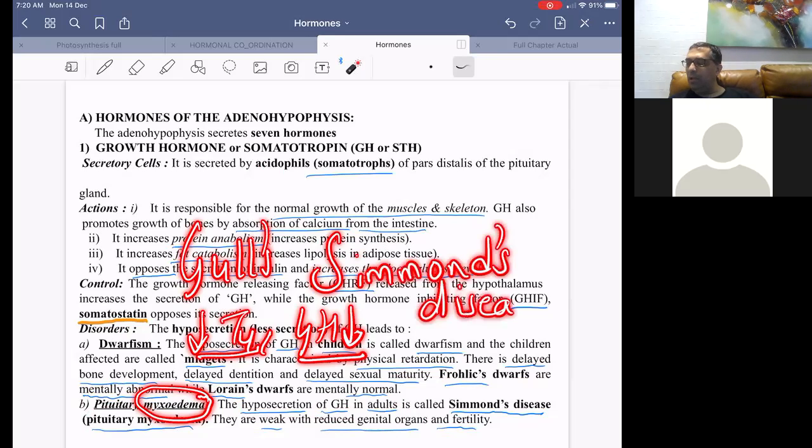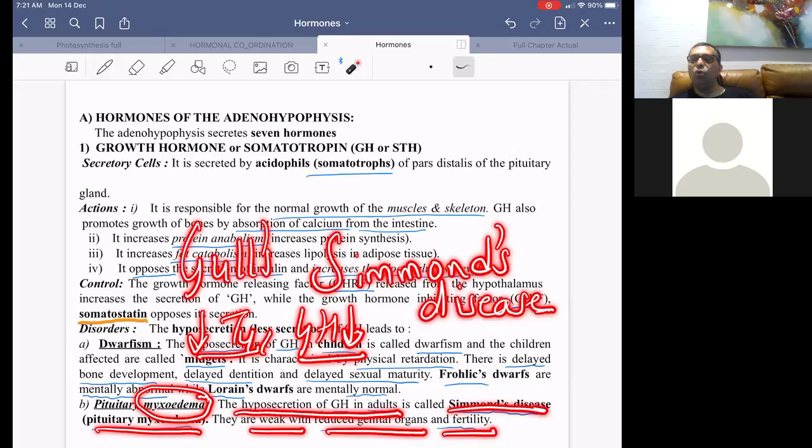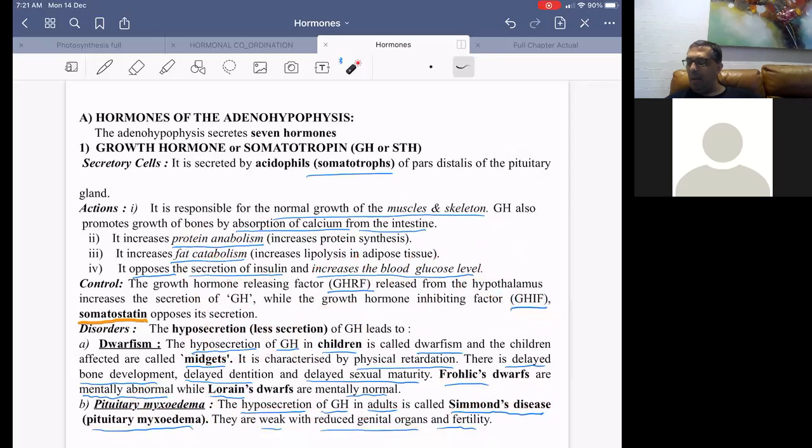And what are the other factors? Hyposecretion of growth hormone in adults, called Simmonds disease or pituitary myxedema, makes them weak with reduced genital organ function and fertility. Protein synthesis reduces, so they become weak. Their genital organs are not functioning properly and they have reduced fertility. The sperm production becomes less. That will happen in case of pituitary myxedema.